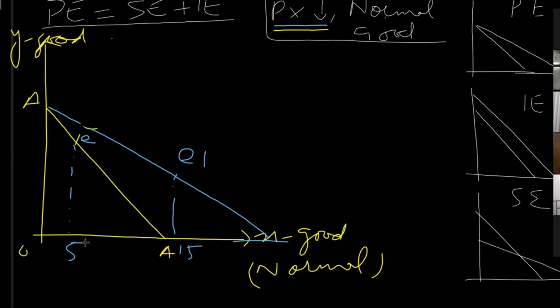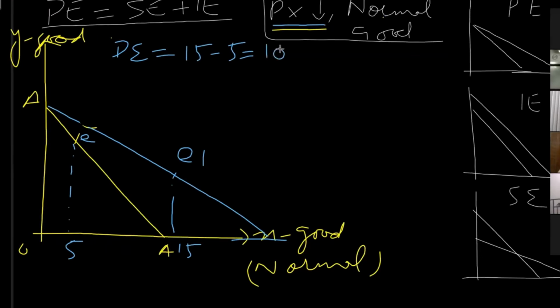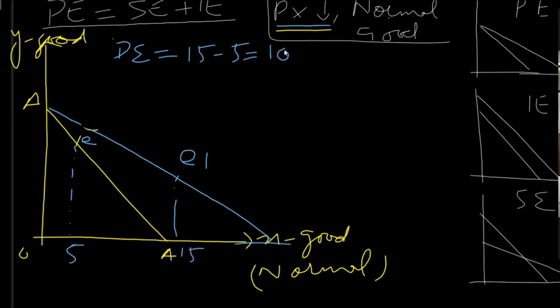So we can easily find out the price effect, and price effect is equal to 15 minus 5, which is equal to 10, because this shift was basically caused by the fall in price of X, and the fall in price of X has resulted in a price effect shown with the gap between 15 and 5.